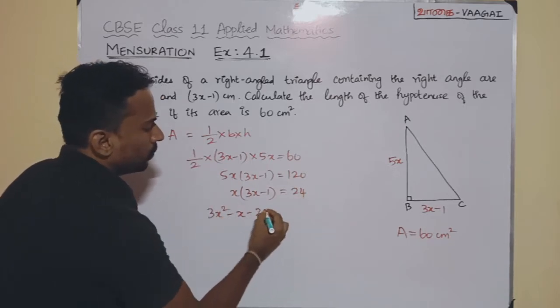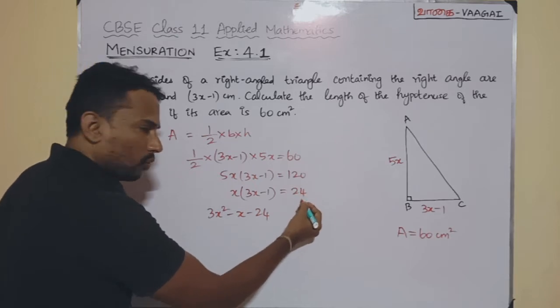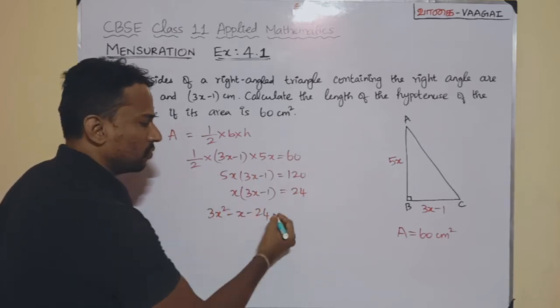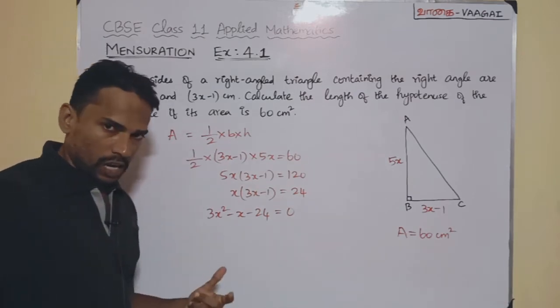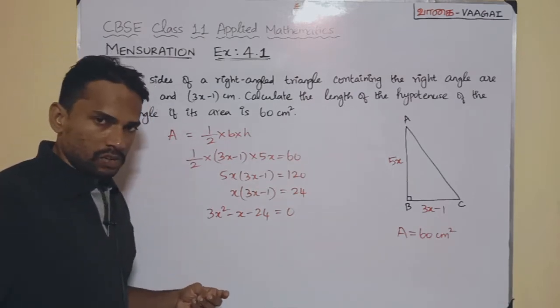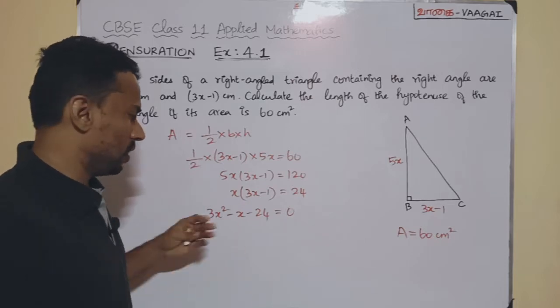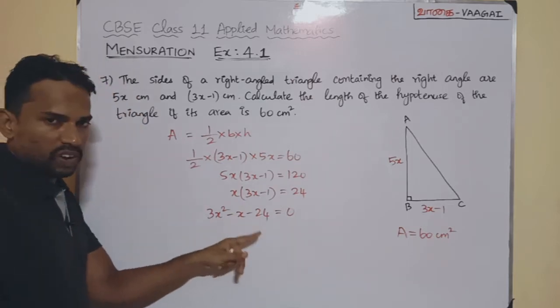Minus 24. Let me bring this 24 to the left hand side. This comes here as minus 24 is equal to 0. Now what next can I do? I've got a quadratic equation. I have to carefully factorize and solve this equation to get the value of x, right? So let's try to factorize this.